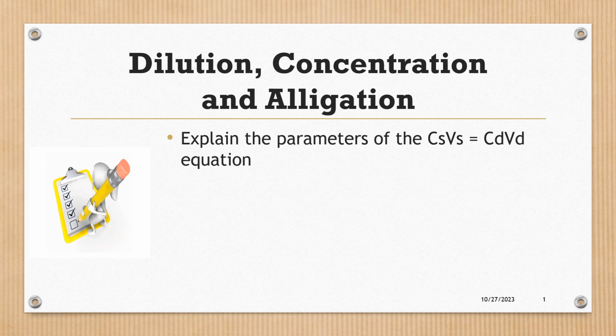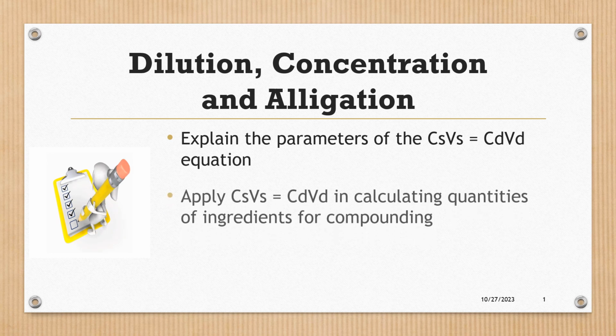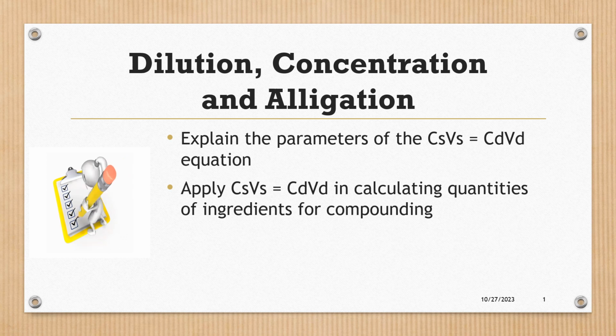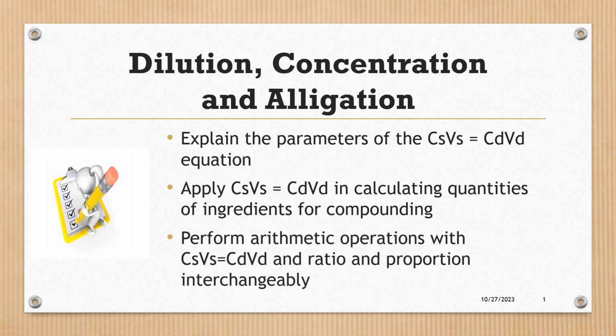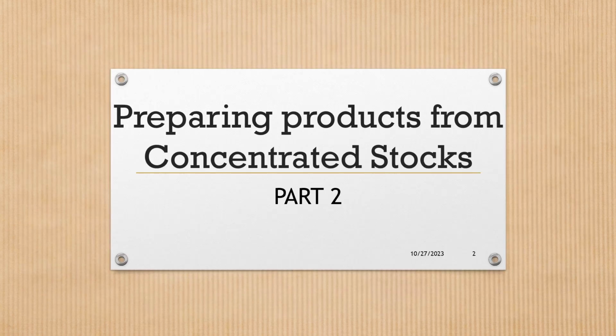So the objectives: explain the parameters of the CsVs equals CdVd equation, apply CsVs equals CdVd in calculating quantities of ingredients for compounding, and perform arithmetic operations with CsVs CdVd and ratio and proportion interchangeably. This is part 2 of a 3-part series.